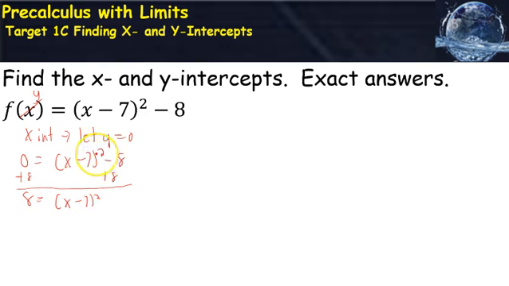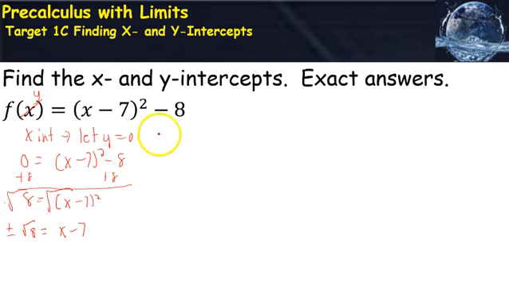Now I could FOIL this out and do some factoring, but that's harder than just taking the square root of both sides. I can undo a square by just square rooting. So I'm going to square root this and square root this. So on the left hand side I get plus or minus the square root of 8. And here I get x minus 7.